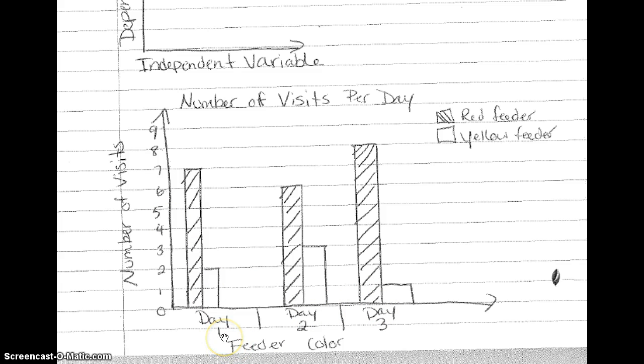The independent variable was the color. Okay, the feeder color, and that's what we're showing here. Yes, I have days across the bottom, but really it's showing us the red versus the yellow. Okay, red versus yellow across the bottom.